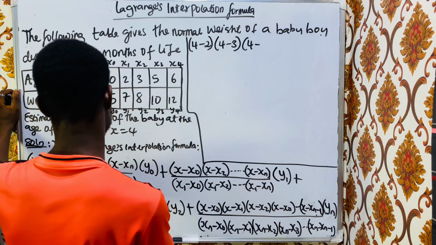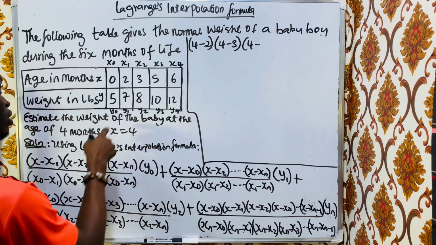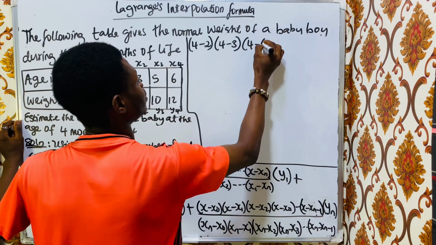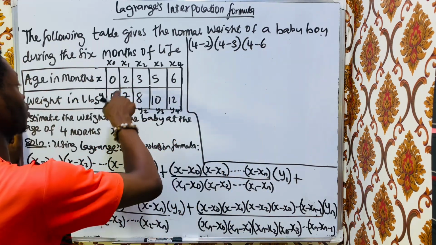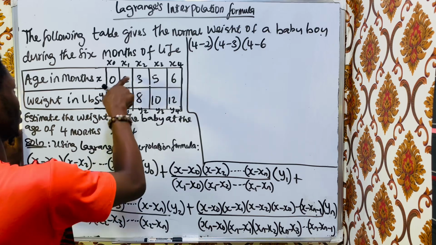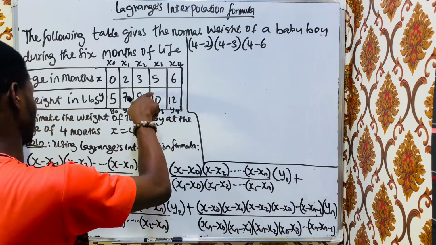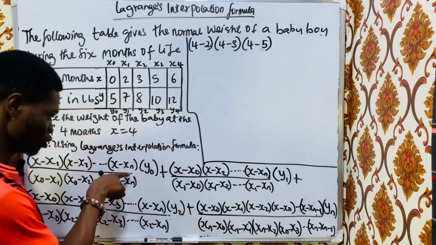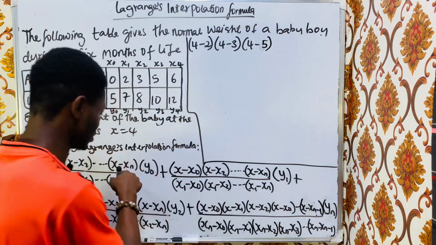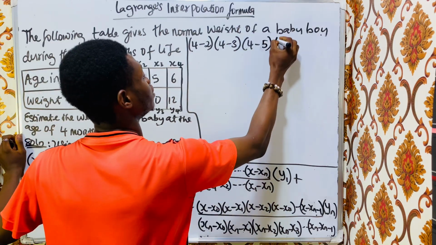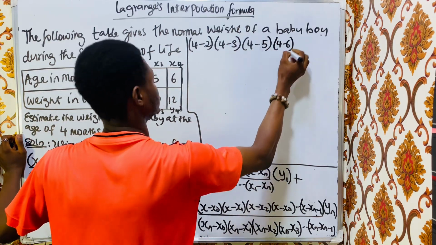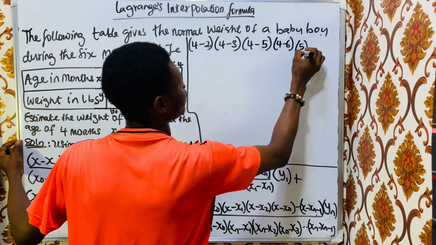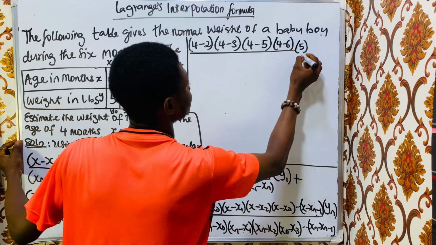4 minus. After we did x2, x2 is 3. Then x4 is 6. This one is 4 minus 2, this is x1. Then x2, then x3. 4 minus 5, which is x3. So we are going to replace this thing now with 3. So that's why I wrote x minus x3. So then 4 minus 6. Then times y0. y0 is 5. Times 5, all over.